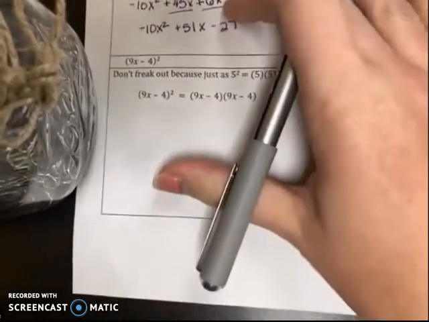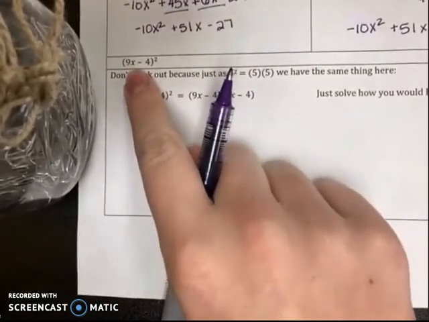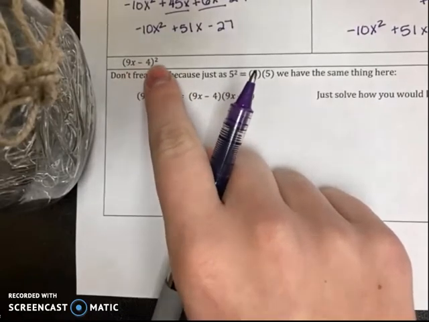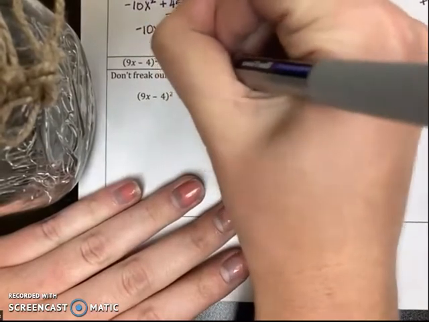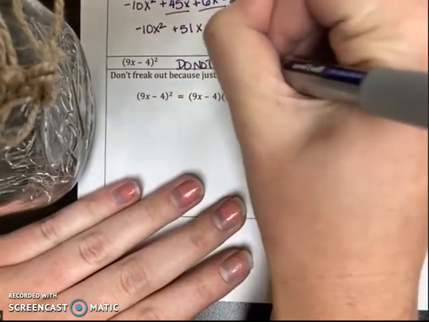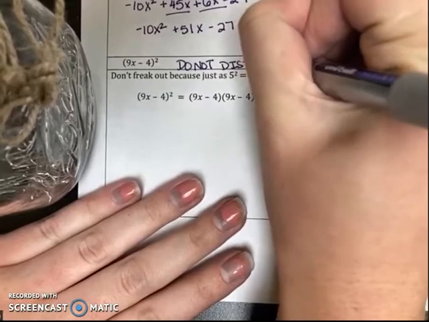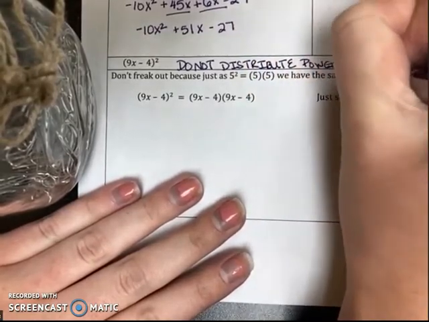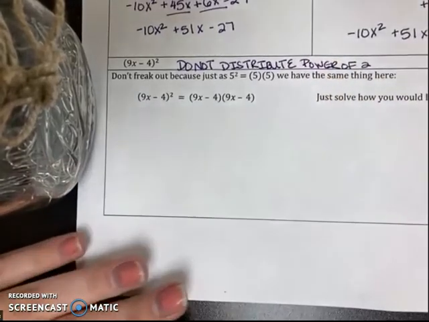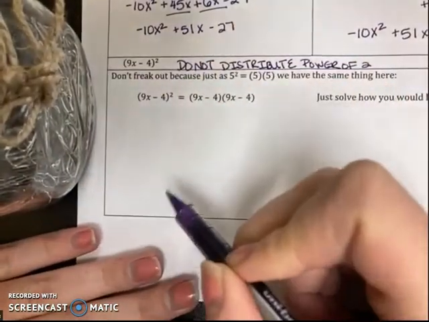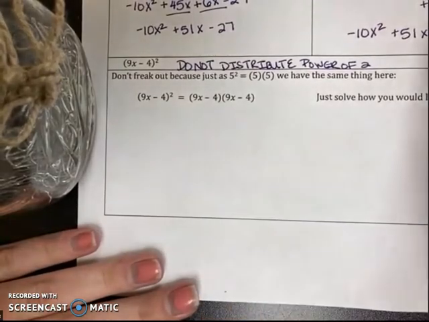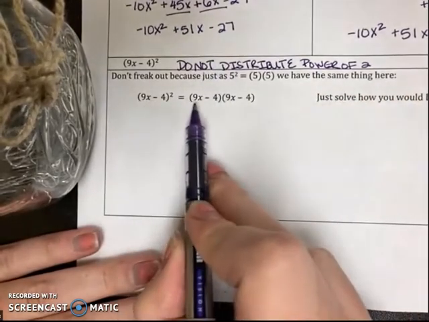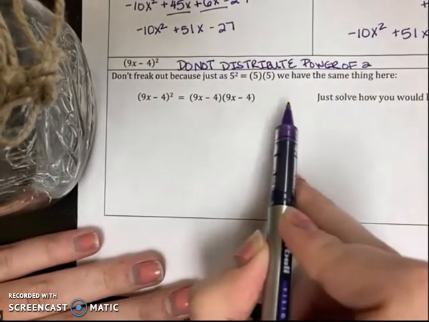All right, the next one we have 9x minus 4 being squared. I want to remind you that when we square, you do not distribute the power of 2. Okay? You do not distribute this power. It doesn't work like that. When we have something squared, it's technically something times itself. So I have 9x minus 4 times 9x minus 4.